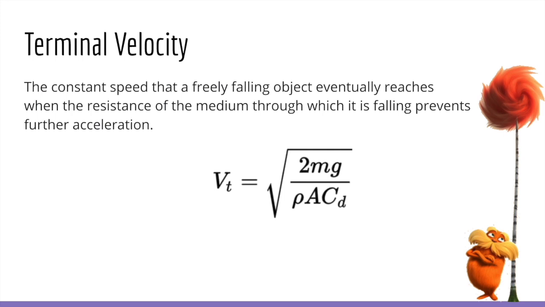So for my clip, the specific concept that I'll be focusing on is terminal velocity. Terminal velocity is defined as the constant speed that a freely falling object eventually reaches when the resistance of the medium through which it is falling prevents further acceleration. And it is found using this equation, which will be further explained later.